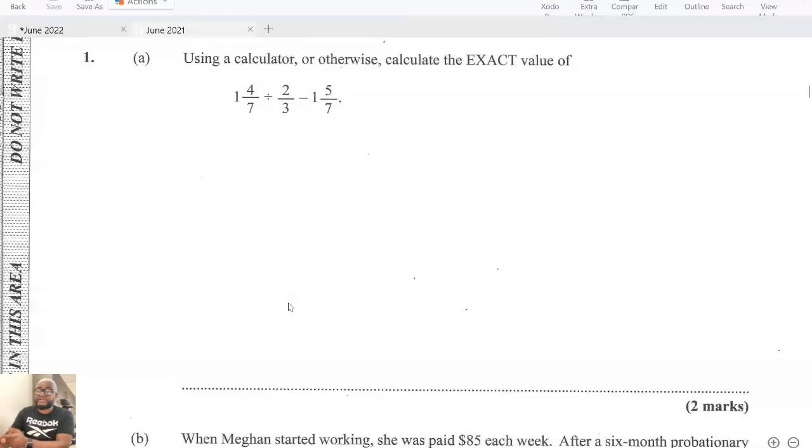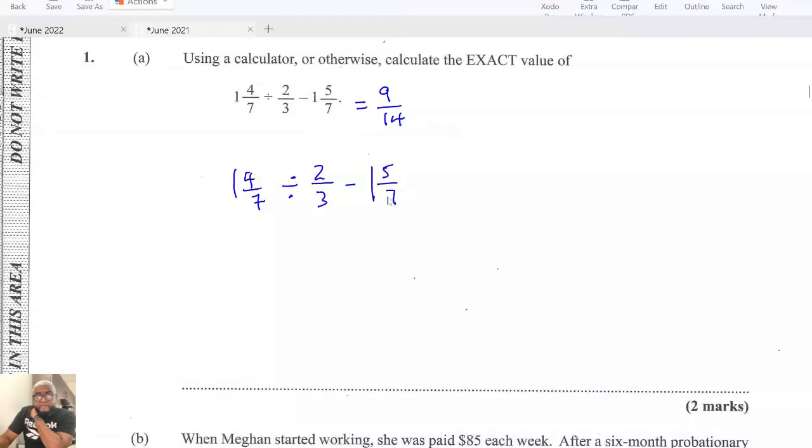Right, give me the answer. Let's build out the answer for number 1: 1 and 4 over 7 divided by 2 over 3 minus 1 and 5 over 7. The answer is 9 over 14. On your calculator, you simply punch in 1 and 4 over 7 divided by 2 over 3 minus 1 and 5 over 7, and press equal.